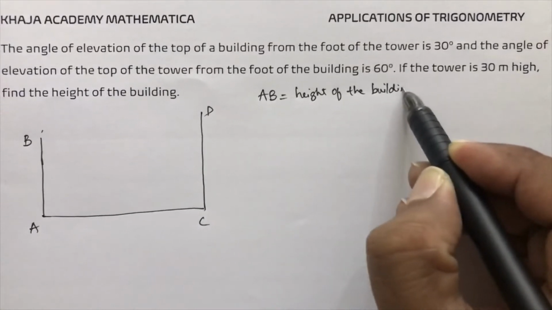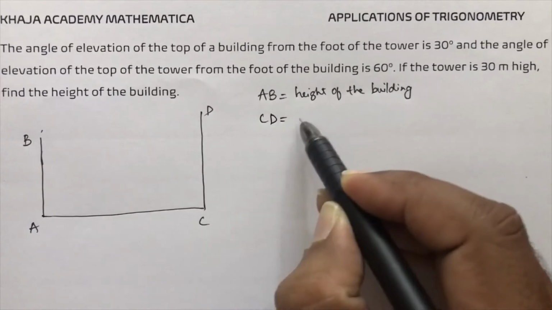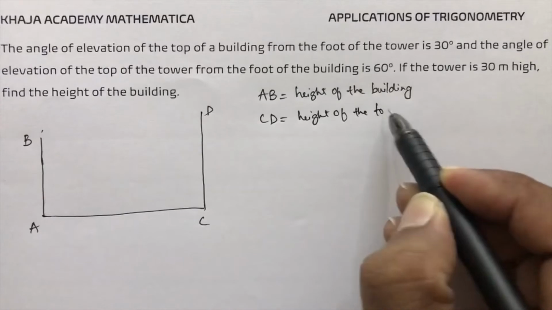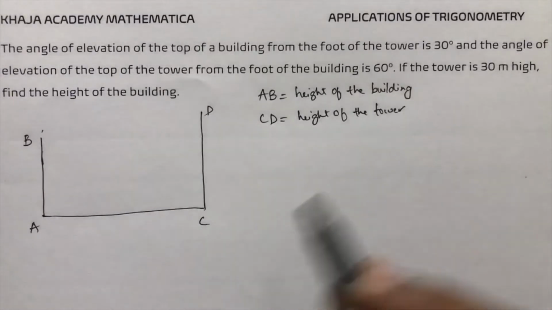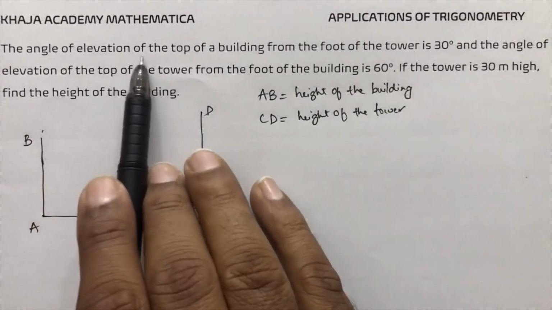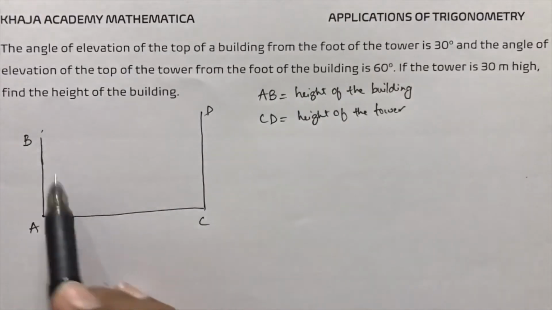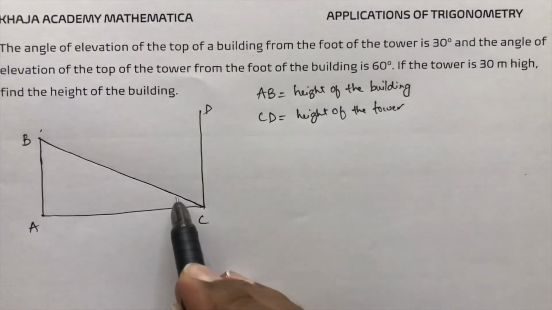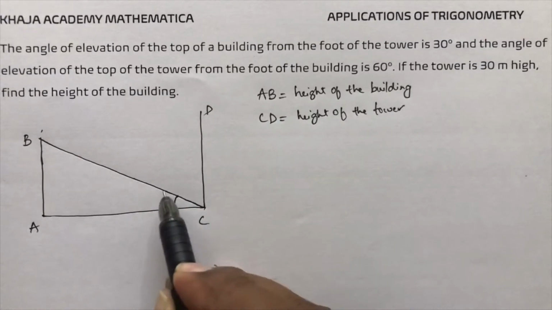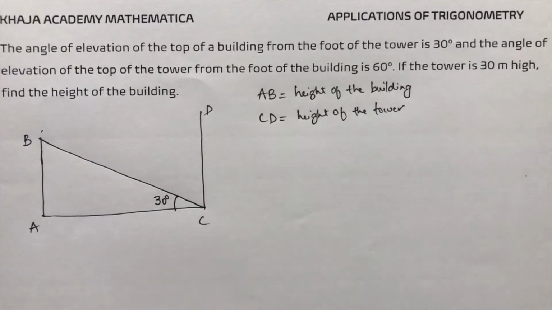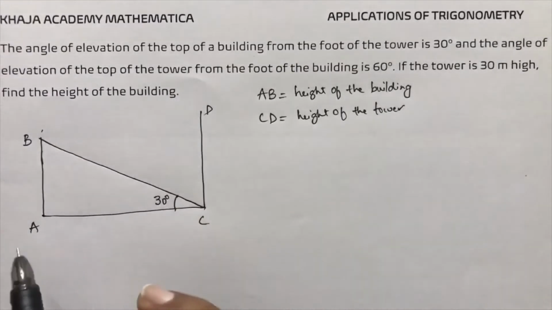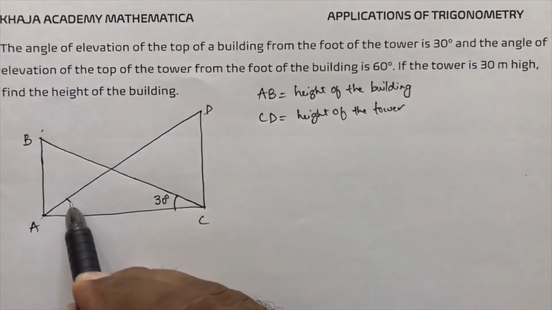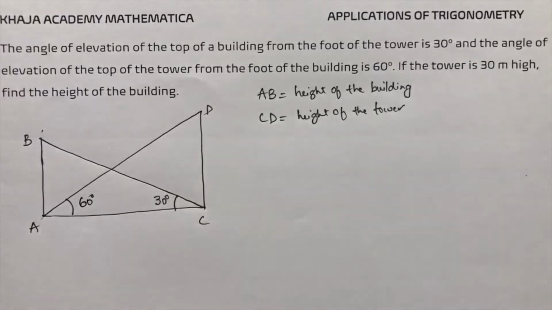AB is height of the building, CD is height of the tower. So now here the angle of elevation of the top of the building from the foot of the tower. So as it is a tower, from the foot of the tower the angle of elevation is 30 degrees. And the angle of elevation of the top of the tower from the foot of the building, from the foot of the building, top of the tower, the angle of elevation is 60 degrees.